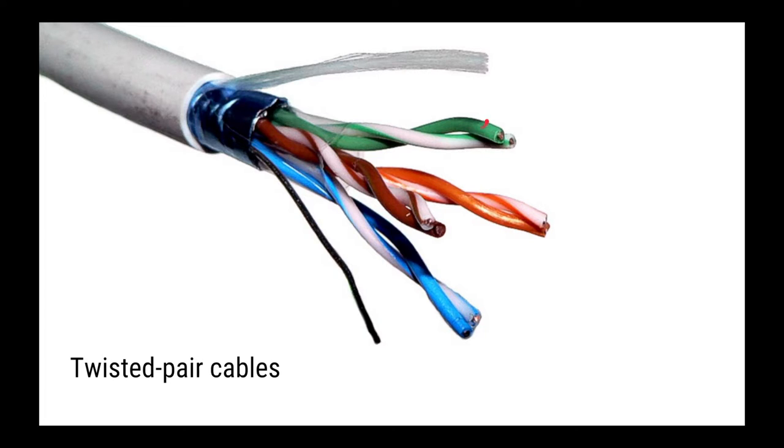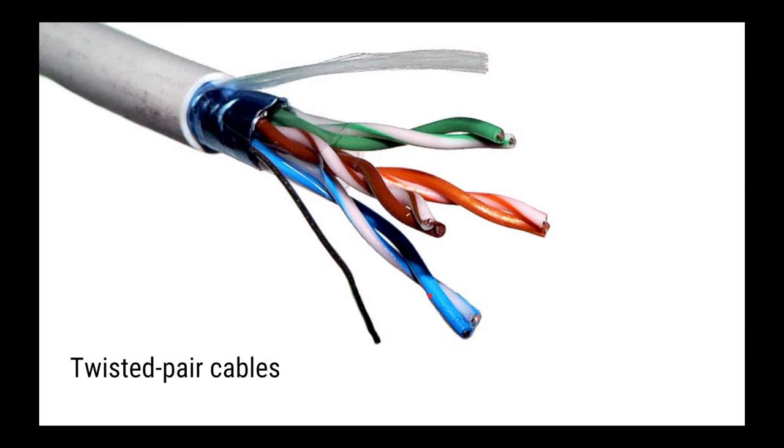As I say, these copper wires are twisted together, which reduces internal interference. So by twisting them together, you're making the signal a bit more robust. What goes down the green wire is less likely to be influenced or interfered with by what goes down the red one, the brown one, the blue one, and so on.